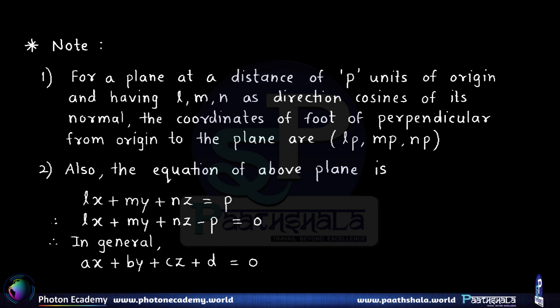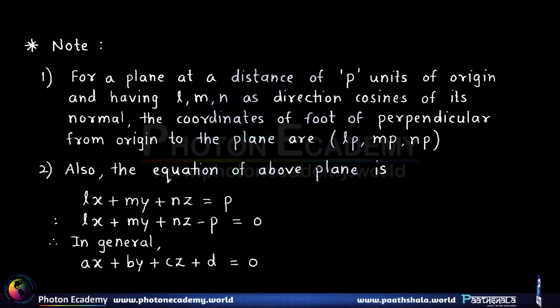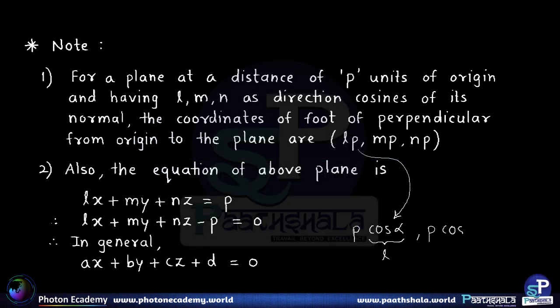So we have to note a few points, that is, for a plane at a distance of p units from origin and having L, M, N as direction cosines of its normal vector, the coordinates of the foot of the perpendicular from origin to the plane are Lp, Mp and Np. Now this is clear from the three-dimensional geometry because its x coordinate is nothing but p times cos alpha, and cos alpha is nothing but L. Then the y coordinate will be p times cos beta, those are the direction cosines, and that is nothing but M. And similarly for Np, which is p cos gamma.